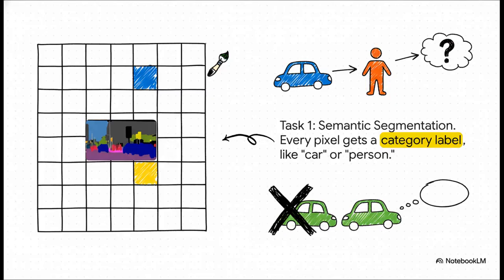This is like the absolute foundation of how a machine starts to make sense of the world it sees. First up, we've got something called semantic segmentation. The easiest way to think about this is like painting by numbers. The AI gives every single pixel a category label. So all the car pixels get labeled car, all the person pixels get labeled person. It's awesome for knowing what's in the picture, but it has one big limitation. It doesn't tell you if there's 1 car or 10 cars. It's just a big blob of car.